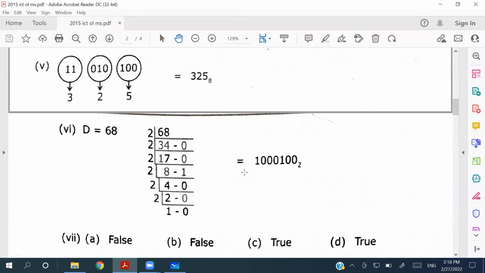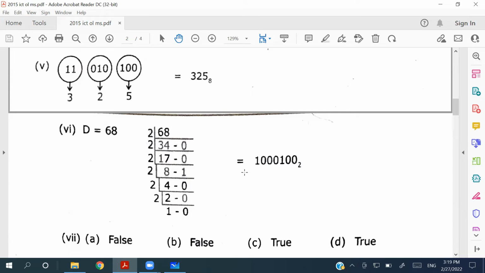The other way that you can do is the calculation that you can see on the screen now, by dividing it by 2 and writing the remainders. And you stop where you get a value less than 2. Then you write it from bottom to top.